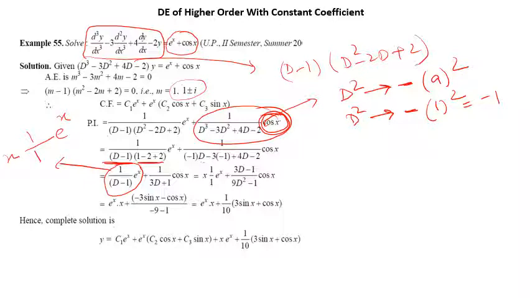Now solve this. We obtain 3D plus 1. Since D square can be replaced, now multiply by 3D minus 1 in denominator and numerator. This term becomes this. Now again, in this term replace D square by minus 1. This becomes 9 into minus 1, minus 1, that is minus 10. So minus 1 by 10. 3D means 3 d by dx of cos x, minus sin x, minus 1 into cos x. Then this is PI.